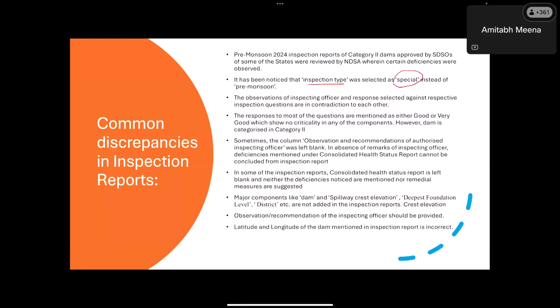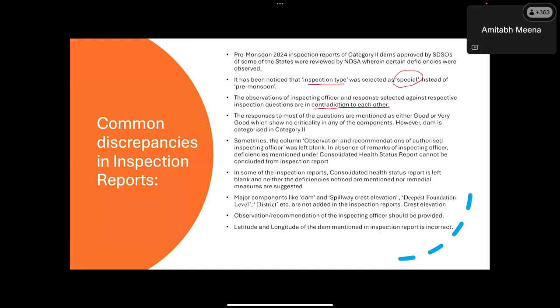Another thing is that the observations of the inspecting officer and the response selected against the respective inspection questions are in contradiction with each other. Sometimes in the inspection response they select very good, and then they write, suppose honeycombing is there. They say very good, then again they say there is a lot of honeycombing observed here and the concrete quality is deteriorating. Such contradictions should not be there. The options should be chosen correctly.